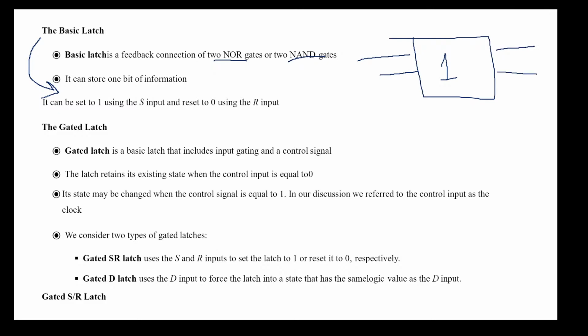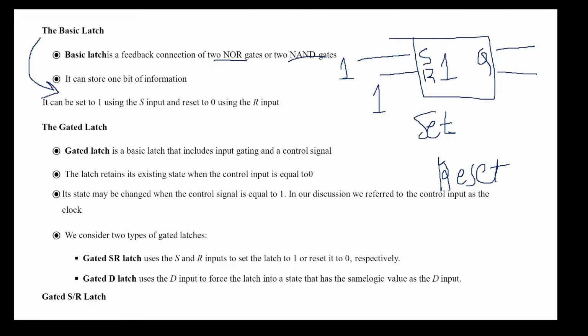It has two inputs, S and R, and depending upon the values of S and R, it will give us an output Q, right? So if the value of S is 1, then we can say the latch is in set condition, and when the R bit is on, we can say the latch is in reset condition, right?